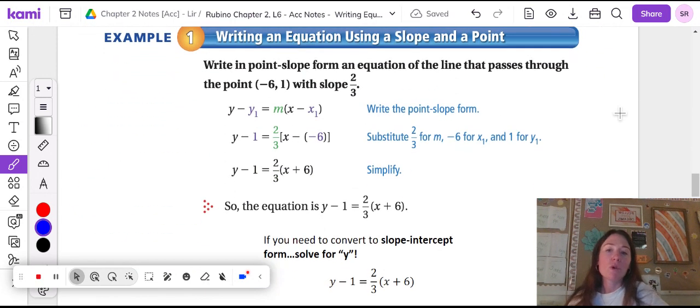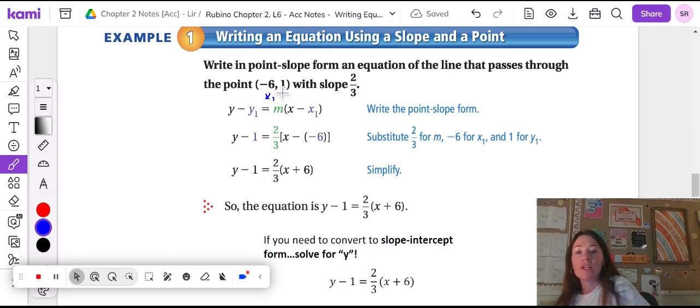On the next page, it's one more example. You can see that they were given the slope of 2/3. They were given the point -6, 1. -6 is x sub 1. 1 is y sub 1. And they just plugged those numbers in. So y sub 1 was replaced with 1. M was replaced with 2/3. And x sub 1 was replaced with -6.